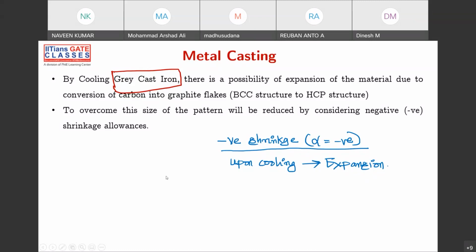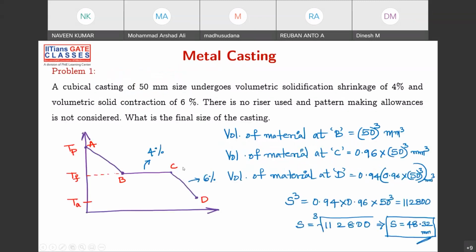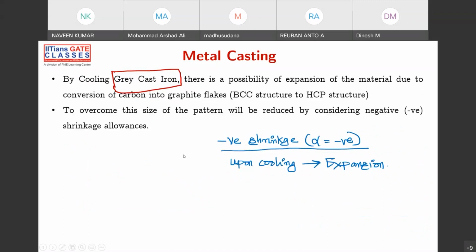Now tell me, what will be the size of the pattern? If alpha is negative, whereas initially alpha is positive and you increase the size of the pattern, now what should I do with the pattern?